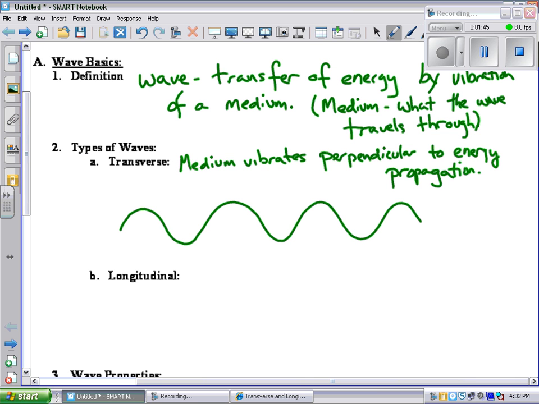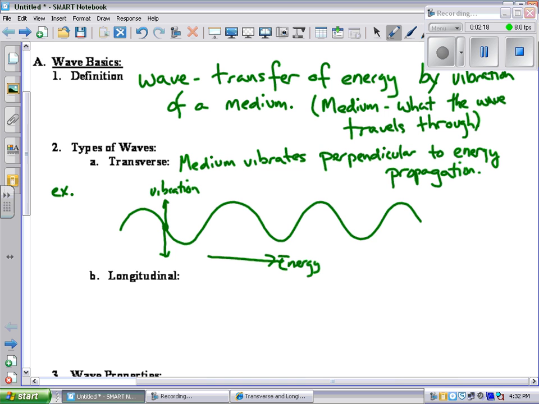Okay? If I look at just one particle on the medium, that particle is going to vibrate up and down as the energy moves to the right in this example. And that particle itself is not going to be transferred. It's not going to move to the right. It's not going to go from one place to the other. It's just going to vibrate up and down until the energy has all gone through, and then it's going to come back to its equilibrium position.